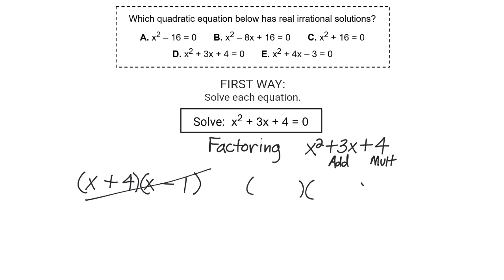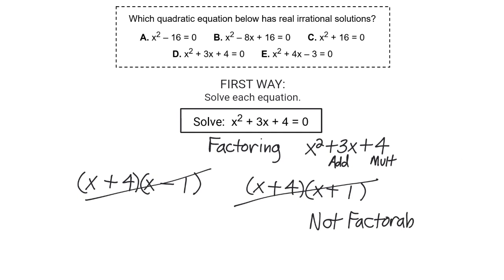Let's try this again. We can do x and x. And let's try 4 and 1 again, and let's make them both positive. So now they will definitely multiply to positive 4. But then 4 plus 1 is 5. It doesn't add up to 3. So this is wrong too. So this is not factorable. So we're going to have to employ another technique in order to solve this equation.